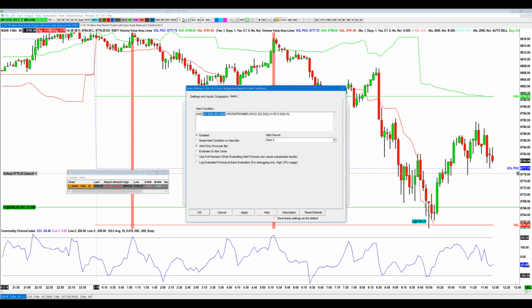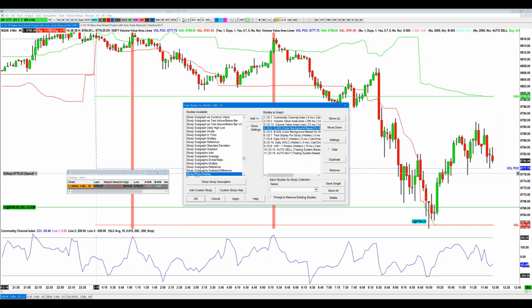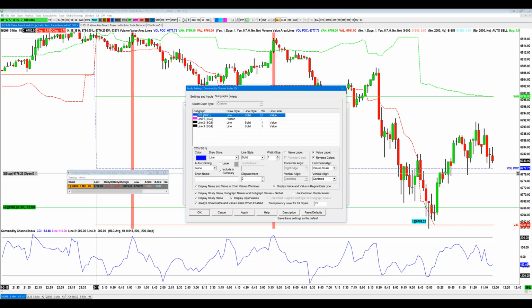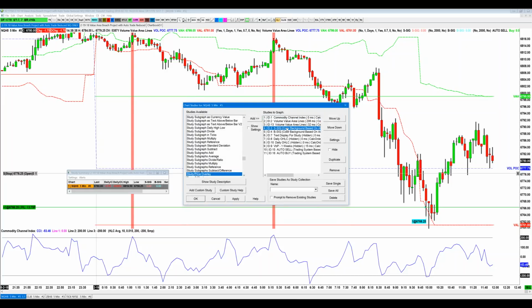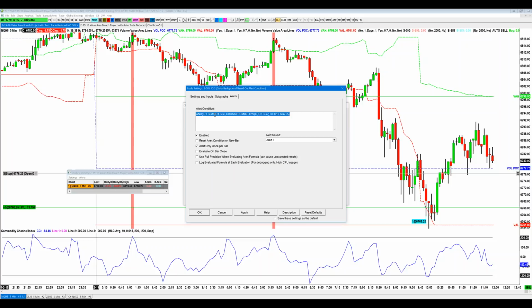So this first condition, ID1.SG1 is greater than ID1.SG3. So what is ID1.SG1? Well, ID1 is the commodity channel index right here. .SG1 is the CCI itself, and SG3 is line number 2, which, if you go to settings and inputs, you'll see that line 2 value is 200. That means this line up here. So the first condition that we're looking at in the alert tab is when the CCI is above this value. So that's the first part of this code: ID1.SG1 is greater than ID1.SG3. That's a fairly easy one to write.